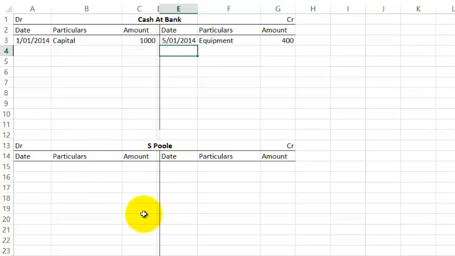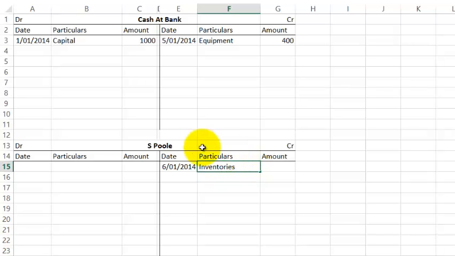Let me give you another example with S Pool. Let's say, for argument's sake, on the 6th of January 2014, we purchased some inventories from S Pool for, say, $1,000. Okay, so we purchased that from them, but we haven't paid for it yet. We're going to pay for it in a little while. But let's just follow through the rules.